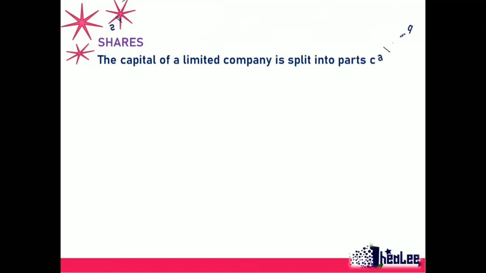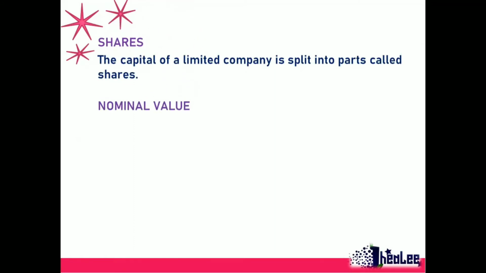Next term is shares. The term shares have been mentioned so many times since the beginning of the lesson. What do we mean by shares? The capital of a limited company is split into parts called shares. So if you want to invest in a company, what you would do is to purchase parts of the capital. And by purchasing parts of the capital, it means that you are purchasing shares in the company, and that would be your investment.